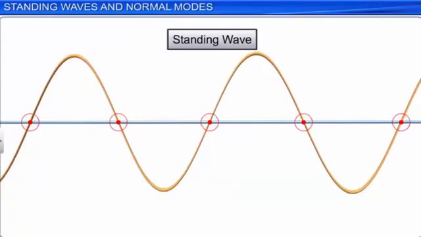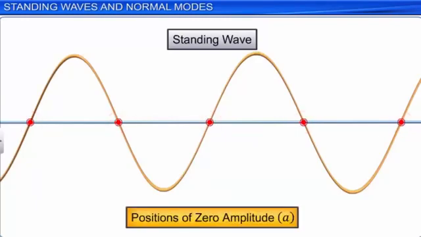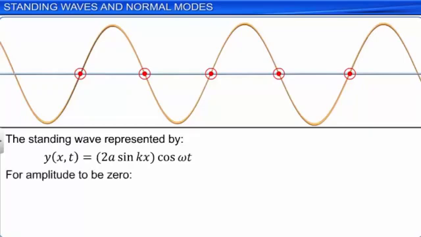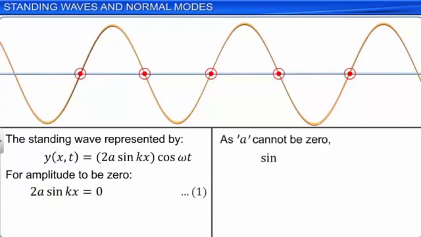Let us now find the positions of the elements of the stretched string where the amplitude of the standing wave is 0. The standing wave is represented by y of x,t is equal to 2a sin kx cos omega t. For amplitude to be 0, 2a sin kx has to be equal to 0. Let this be equation 1. As a cannot be 0, sin kx has to be equal to 0. This means kx is equal to n pi. Let this be equation 2. And the values of n are equal to 0, 1, 2, and so on.